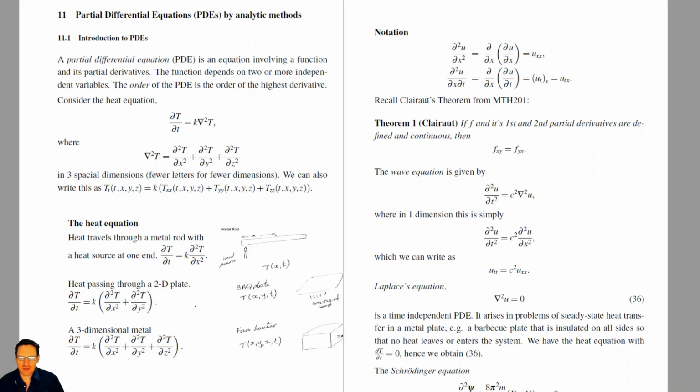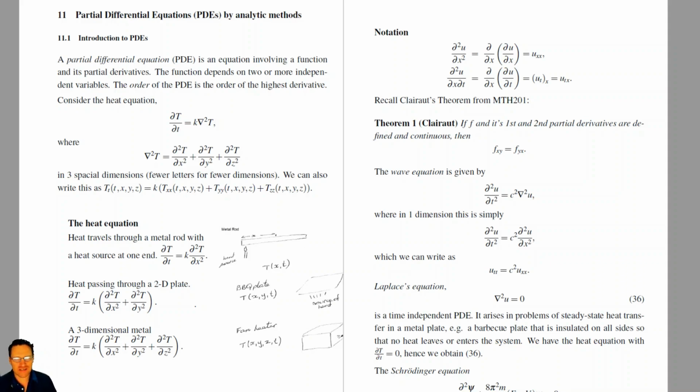The function depends on two or more independent variables. For example, x, y, and z are spatial dimensions, and you might have a time component. The order of the PDE is the order of the highest derivative, just as it is for ODEs. So the first one we'll look at is the heat equation.